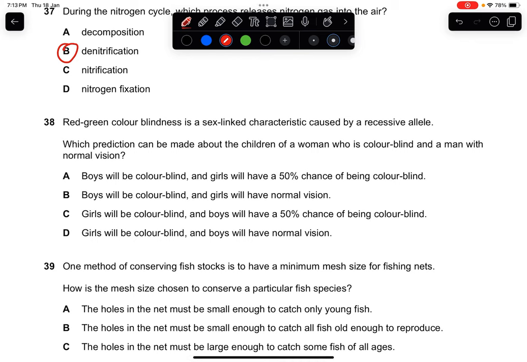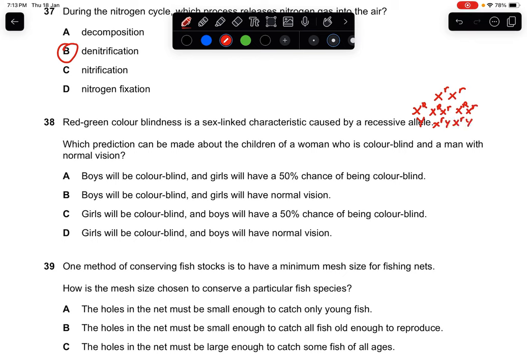Let's put a man with normal vision, R, and a woman who is colorblind, r. Oh, sorry, I cannot do this. Okay, the woman is colorblind, right? So it's XrXr, and the male is XRY. So if you cross them, XR with Xr gives XRXr, and this will be XRXr, and this will be XrY and XrY.